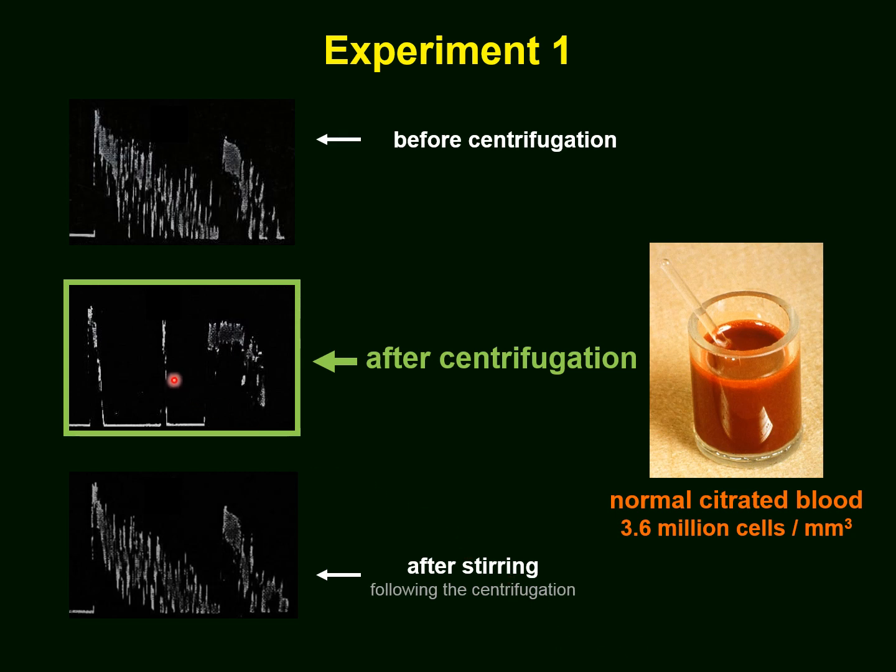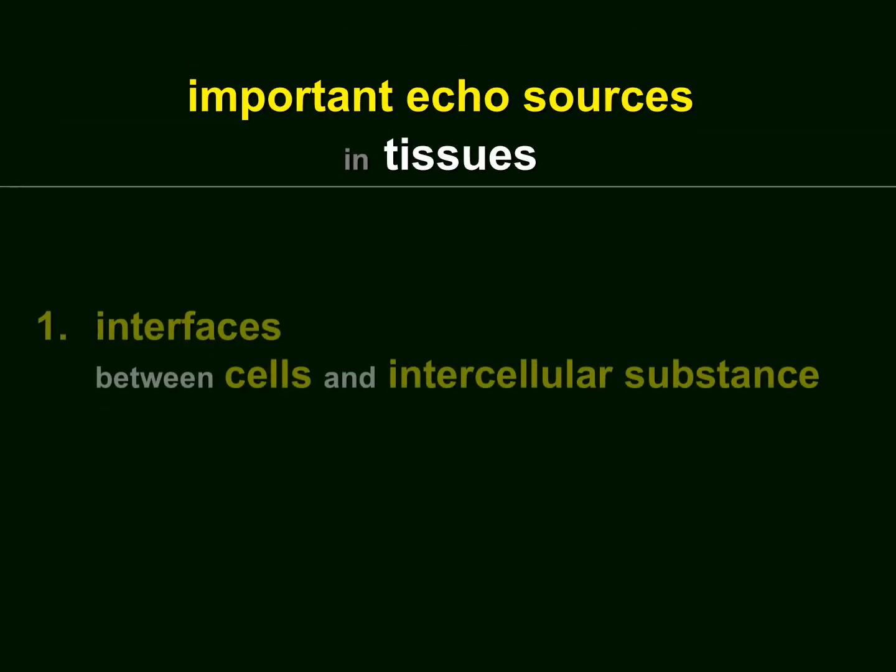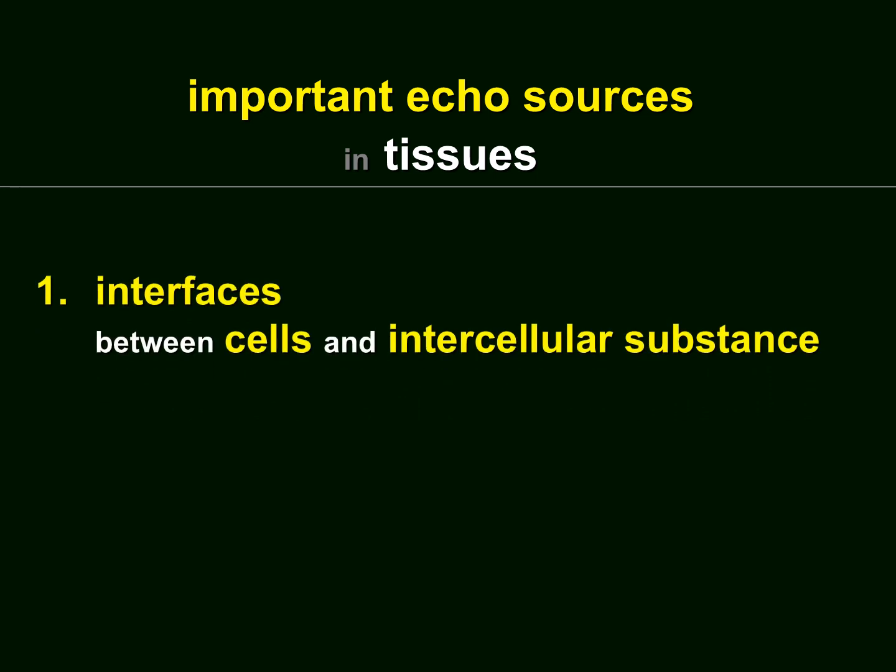When you look carefully, you see that this signal between plasma and cells actually has two peaks, and we will see this in a moment with the next experiment. But the important echo sources in tissues are obviously interfaces between cells and intercellular substance. That's the result of the first experiment.